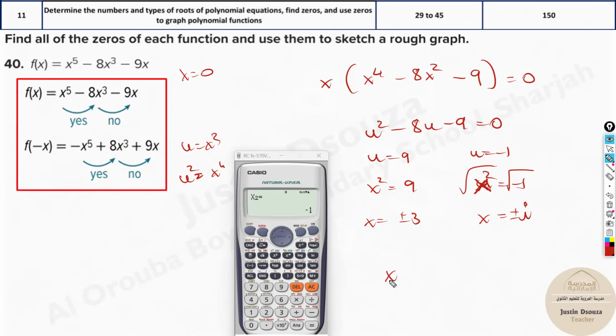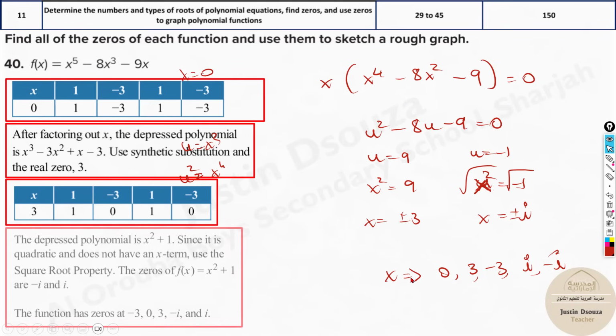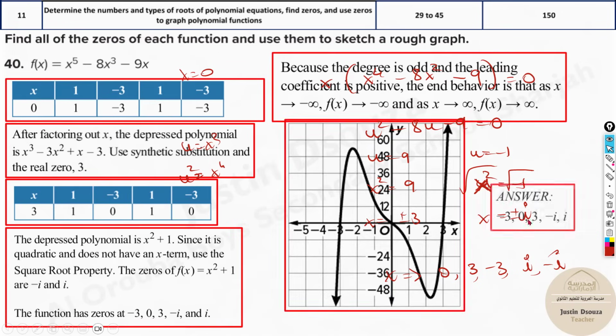So the final answers are x. Solutions are what? One is 0. Then we have 3, minus 3, i, minus i. So these are all the solutions, not possible, actual solutions. There are 5 roots, and these are the 5 roots. So you can see in the final answer, whichever method you do, ultimately these are the final answers. Say 3, 0, minus 3, 0, 3, and then i and minus i.